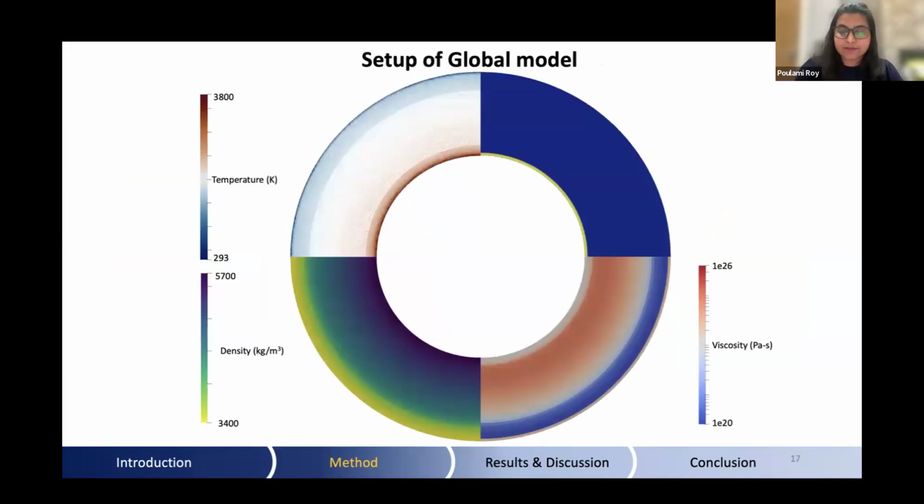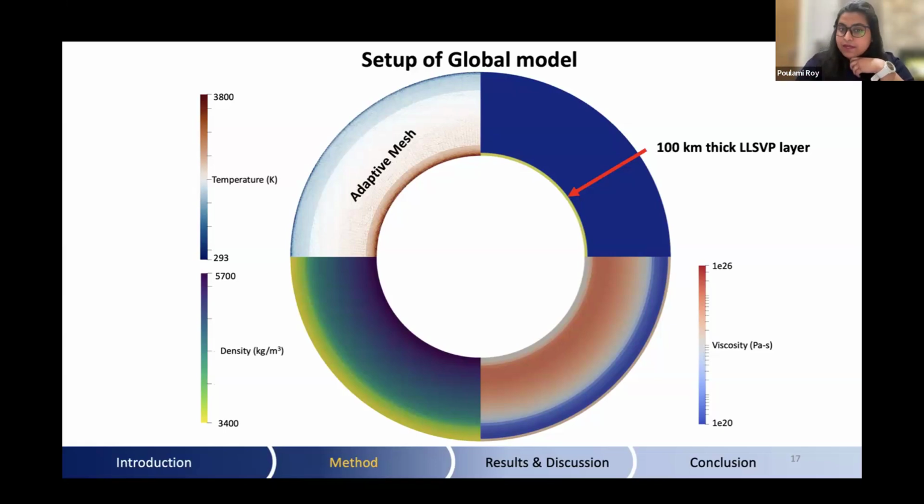So what is the initial setup of the geodynamic model? Our models are 3D global spherical, and this is a slice of the global model. Each quadrant shows different properties: temperature, density, and viscosity. We prescribe a core mantle boundary temperature of 3800 Kelvin, and an adiabatic temperature profile having a top thermal boundary layer and a bottom thermal boundary layer. Density is modified PREM density, and for viscosity we use the initial Steinberger radial viscosity profile. On top of that, at the base of the lowermost mantle, we prescribe a 100-kilometer thick, flat, compositionally distinct LLSVP layer. Keep in mind that initially our LLSVP is a flat layer.